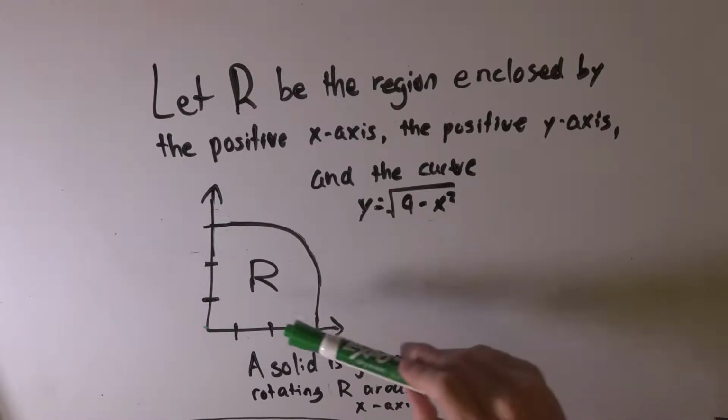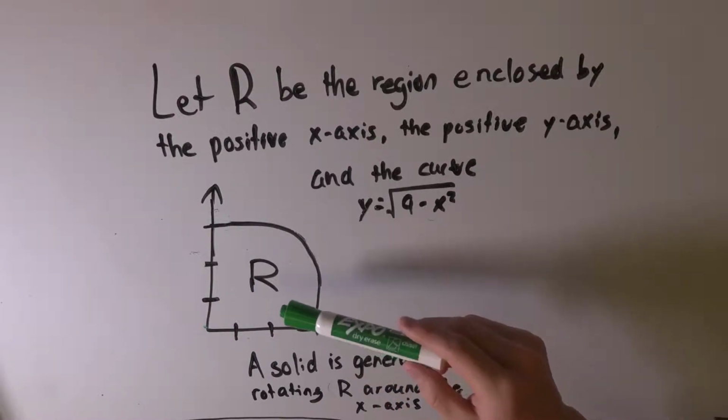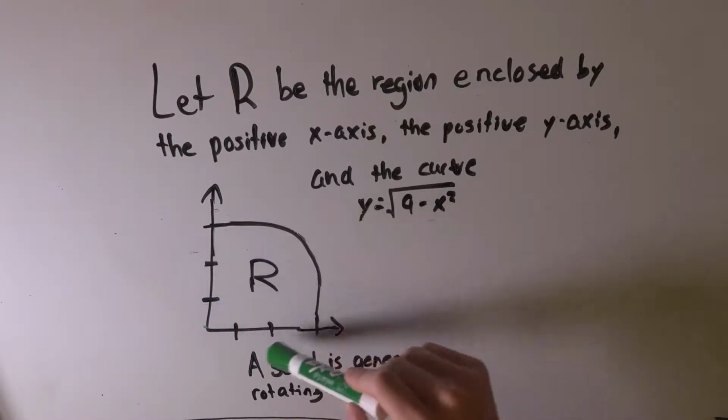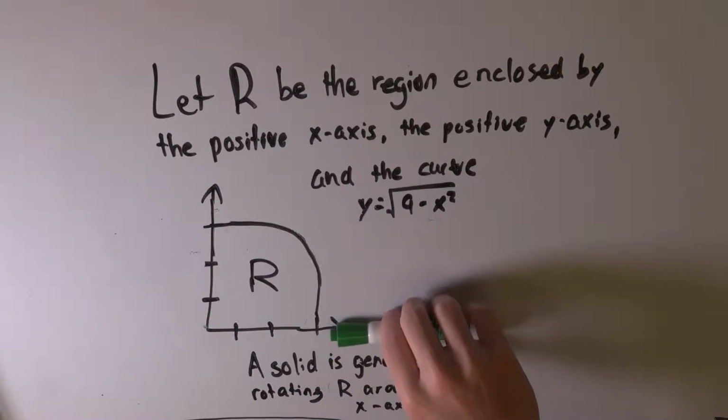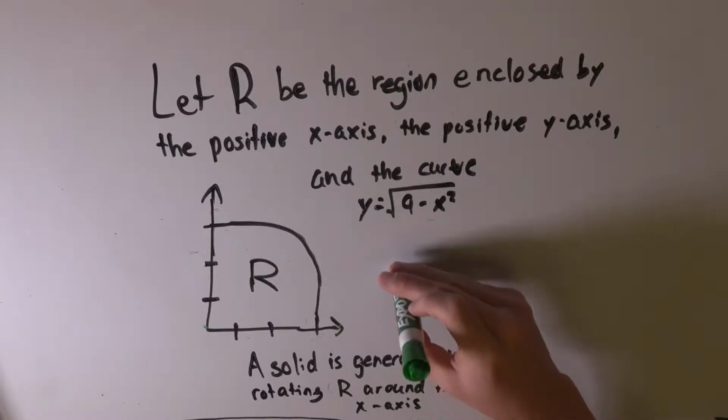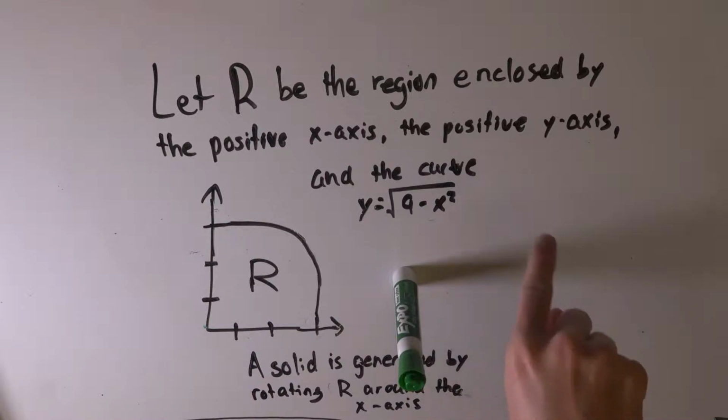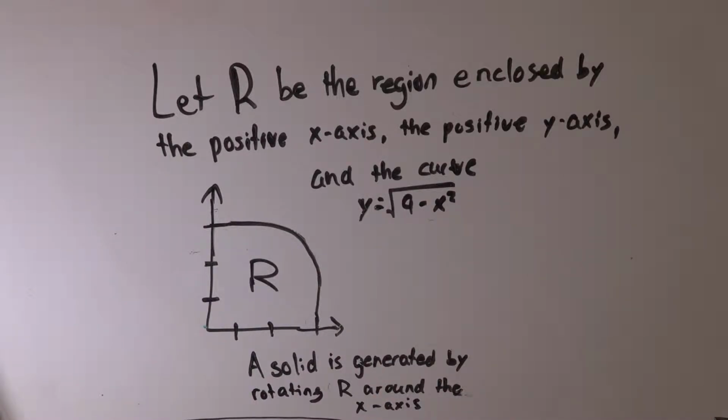So that, obviously, you can see here is what R is. It's going to be this big area right here. So a solid is generated by rotating R around the x-axis. So that's saying, hey, if this is the x-axis right here, we're going to go around it like that. That'll be your solid.